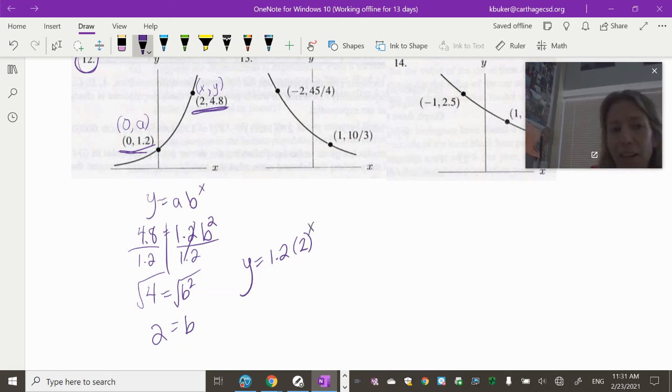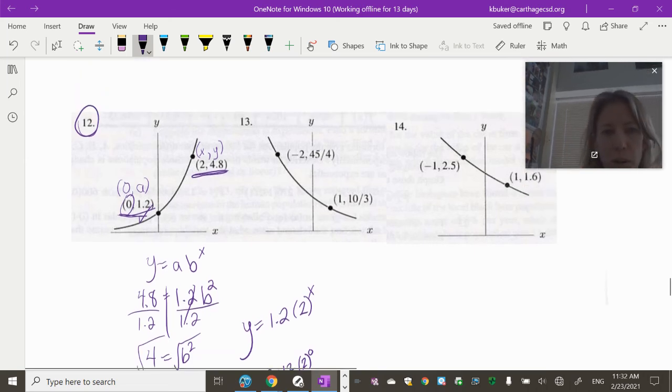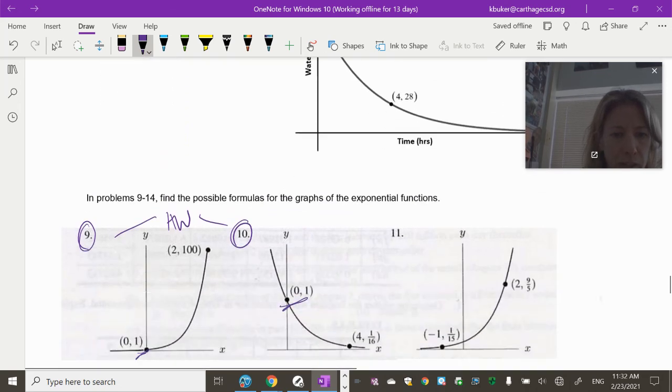So again, you could substitute. If you substitute 0 in for your x, you get 1.2 equals 1.2 times 2 to the 0. That one checks. And if you did 4.8 equals 1.2 times 2 squared, the 2 squared is just 4, and then 1.2 times 4 is 4.8. Both of these check. All right, so your homework, just to reiterate, is to do numbers 9 and 10.